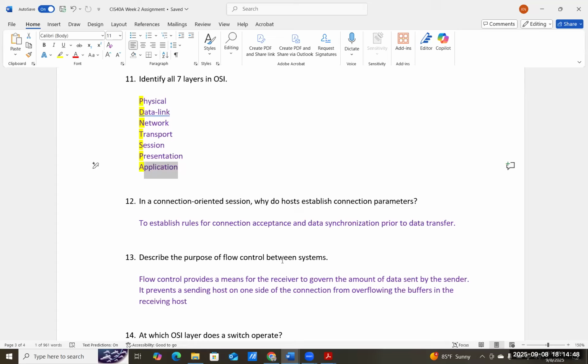Okay. Once that happens, it's going to pass the data. When it's finished, right? So you're going to see SYN. When it finishes, it's going to do a FIN for finish or final. Okay.